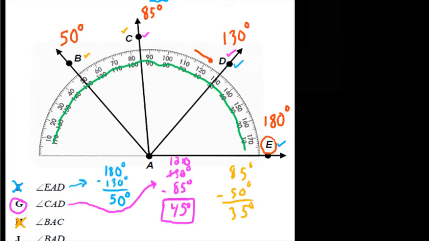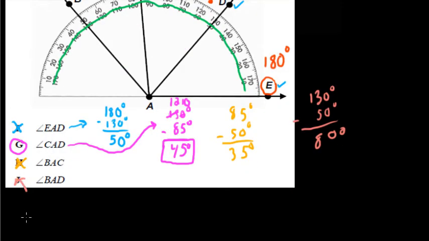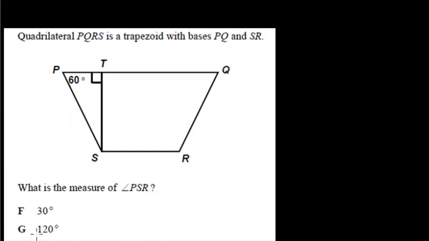Okay, and last one, BAD. Where are you, BAD? BAD. 130 and 50. So we do 130 take away 50. That's 0, 13 take away 5 is 8. That's 80 degrees. We're looking for 45. So, get rid of that one too. Alright, G is our answer.